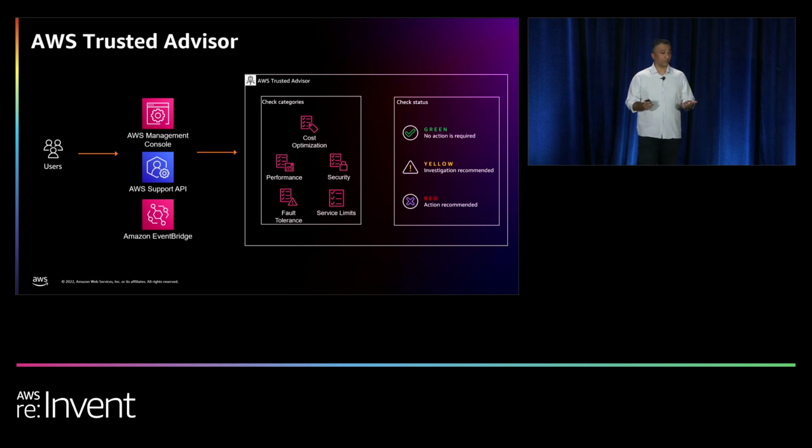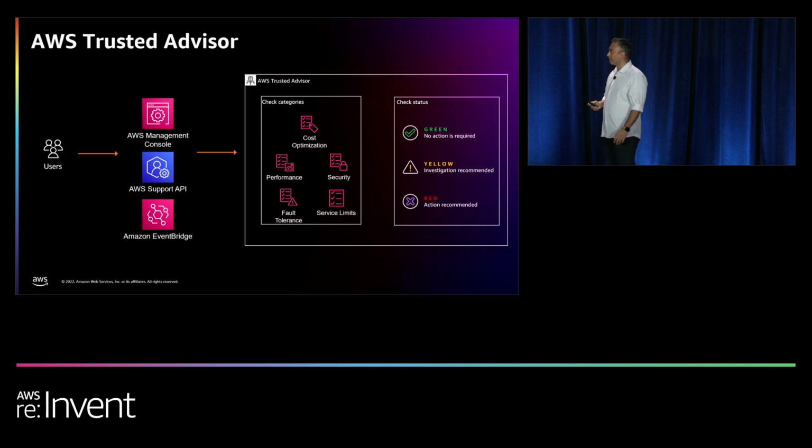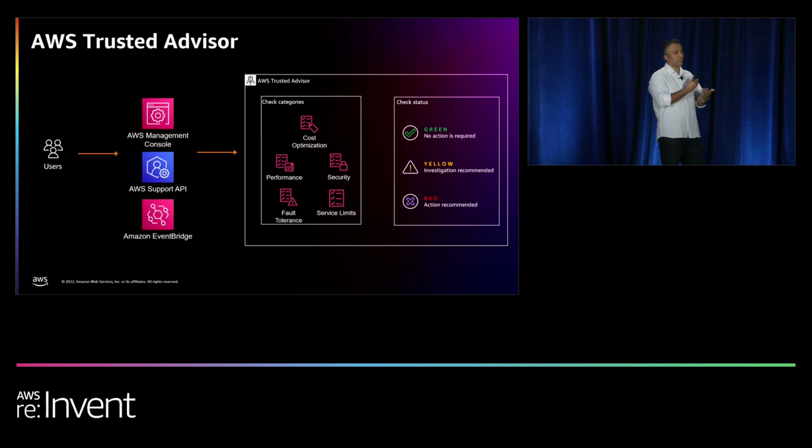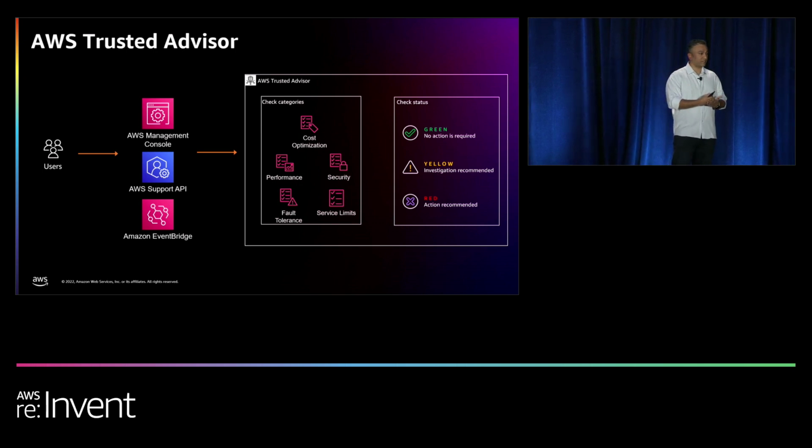In the management console, you can also download reports across all the accounts in your organization. So let's say you have organizations with hundreds or thousands of accounts. You can consolidate all of that and download that as a report. Trusted Advisor also supports the API. So you can pick which checks you care about, which best practices are important to you, and then pull the data and the results for those checks.